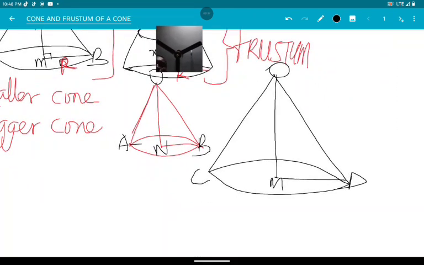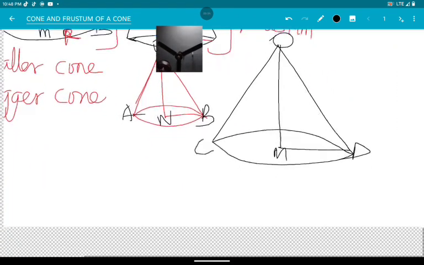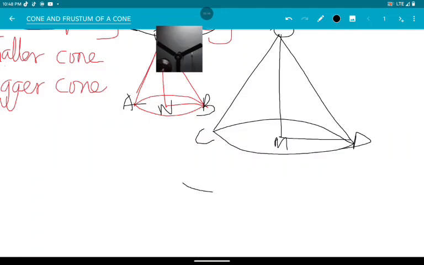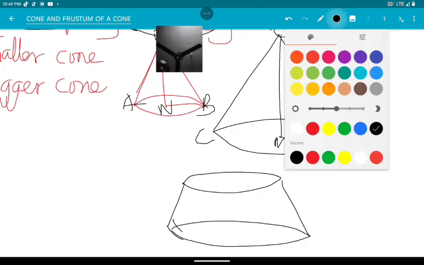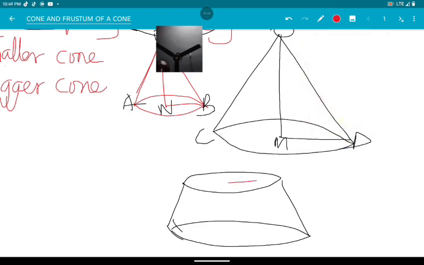All right. So, and then we have our frustum here. We have our frustum down here. This is our frustum here. All right. Now, for exam's sake, this is the diagram that will be given to us. And in the diagram, of course, we are going to be given the radius of the top circle and the radius of the bottom circle.